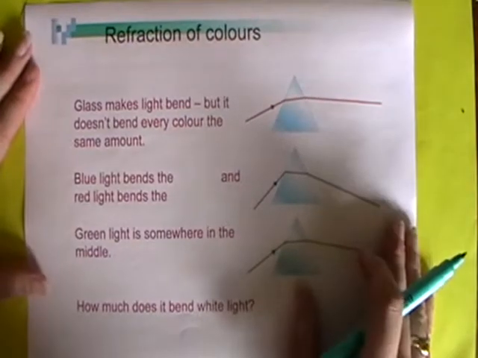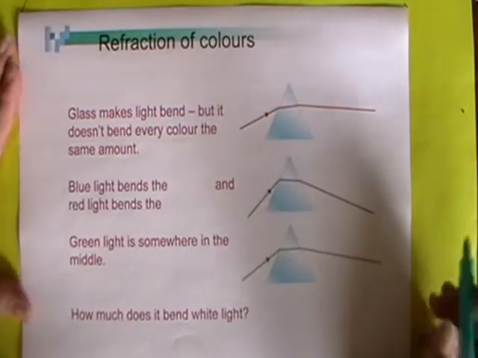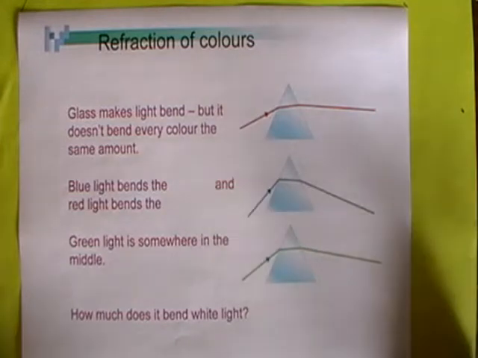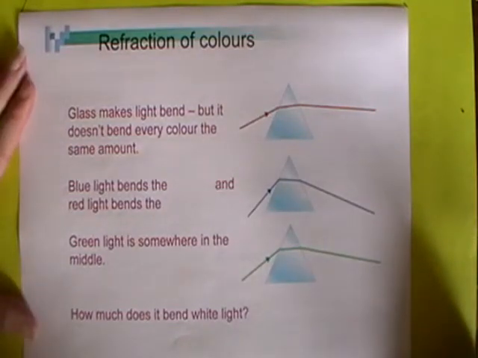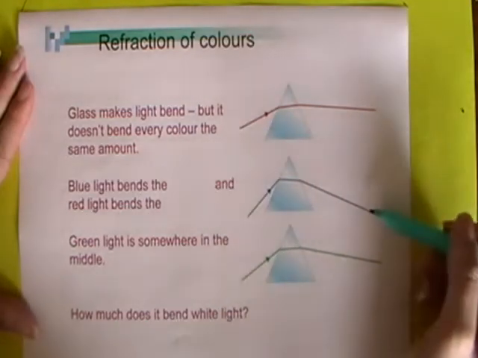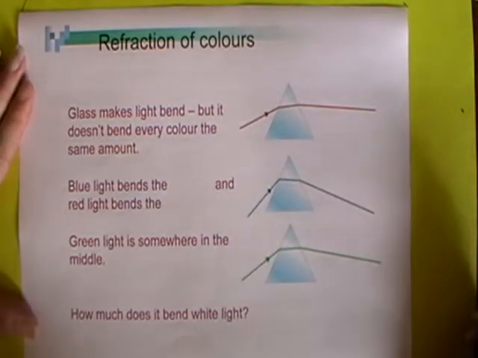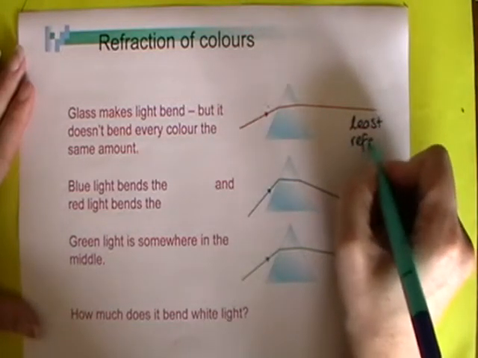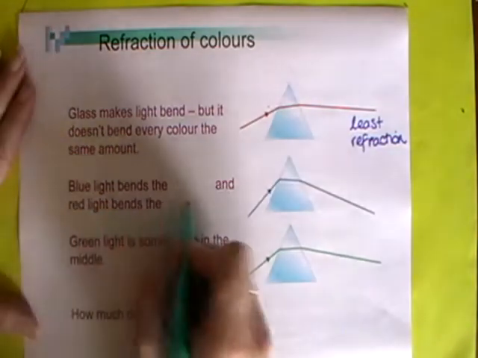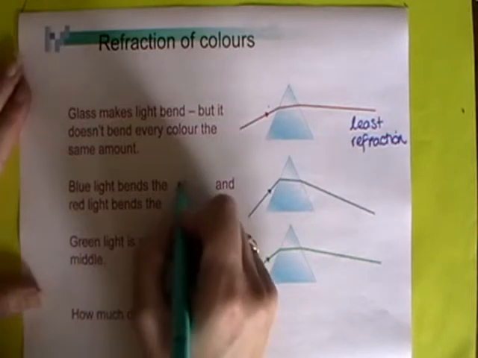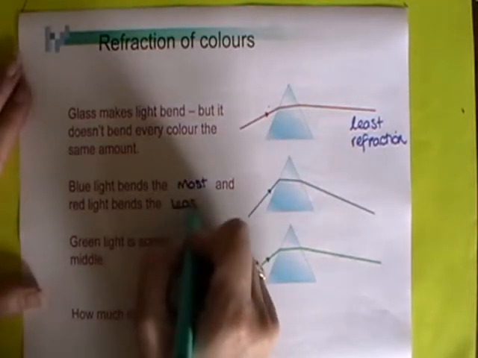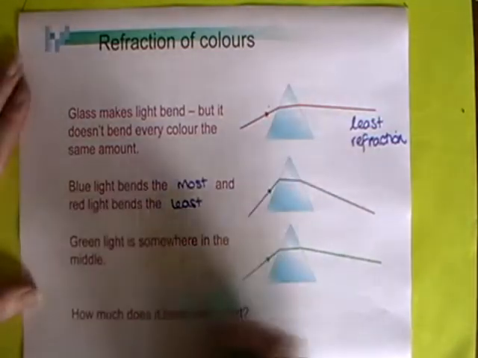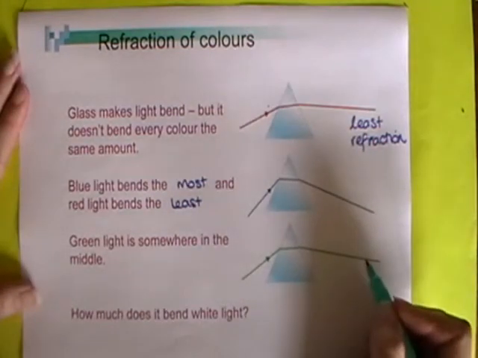So to lead into dispersion then, before we meet the term dispersion, if we have different coloured light, it's also refracted. So glass makes light bend, but different colours will bend by different degrees. If we look at the red ray, the blue ray and the green ray, red bends the least. So it's refracted the least. Blue light bends the most, and red light bends the least, as we can see in these diagrams. Green light bends somewhere in the middle between the two.